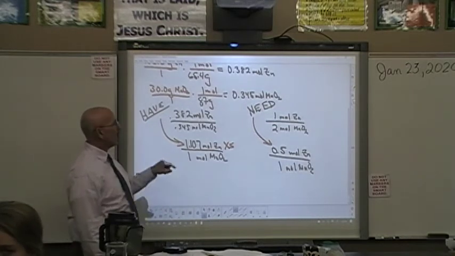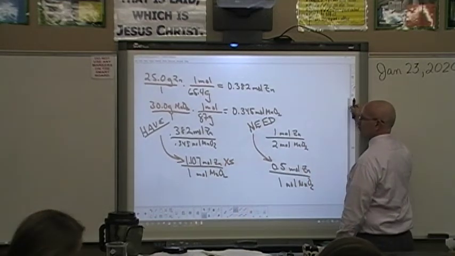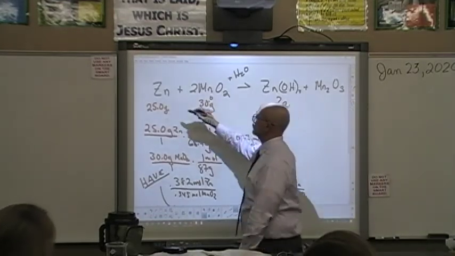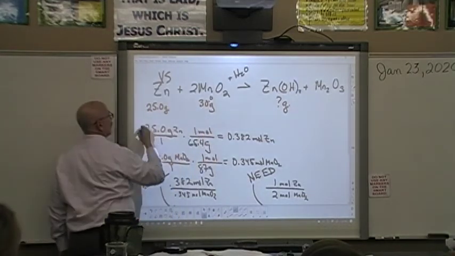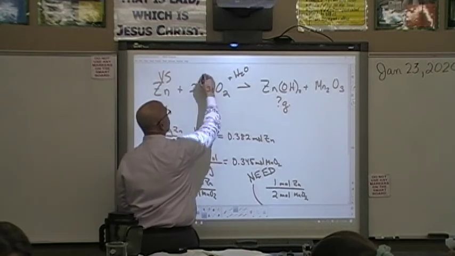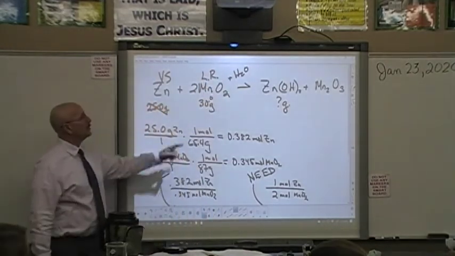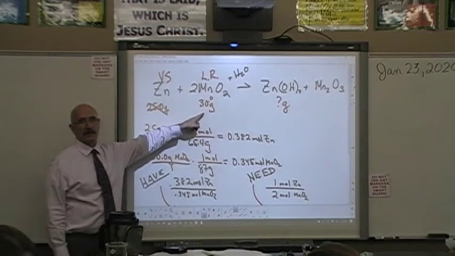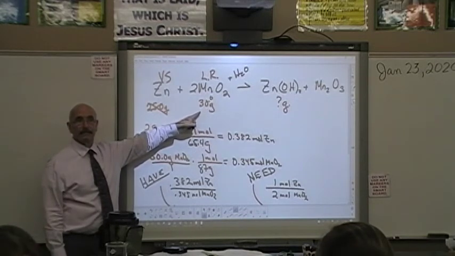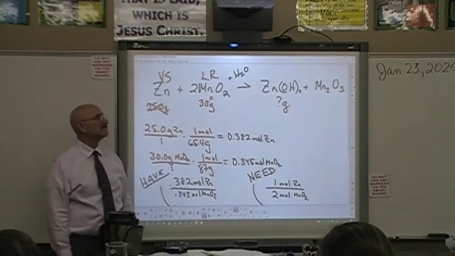Okay. Go back to your reaction. Label them LR and XS. So zinc, plenty of it. Limiting reactant, MnO2. We're going to use 30 grams to do our stoichiometry problem. Sounds like a lot of work. It is. Okay.